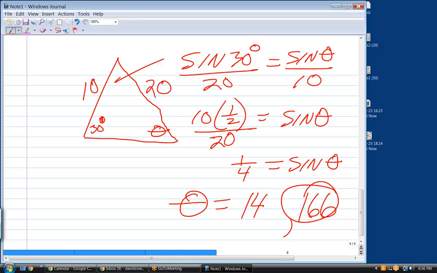It's less than 180. No, it's greater. 30 plus 166 is 196. Oh, plus. So that means that is not possible. Oh, okay. And that tells me that this is not the ambiguous case. Okay, I did the sine of 166, and it gave me basically 0.25.